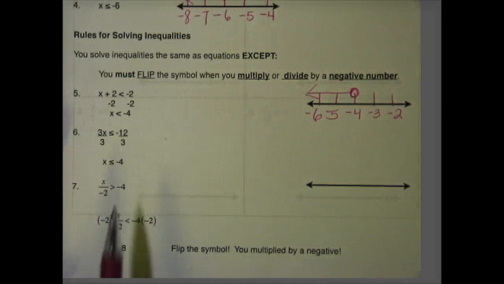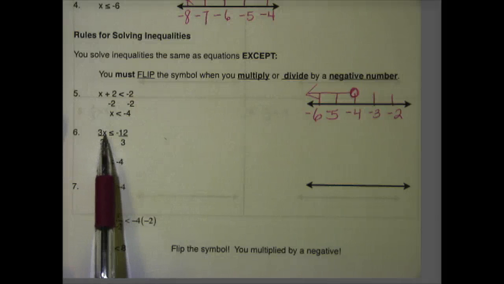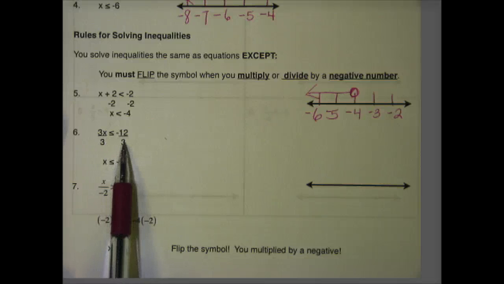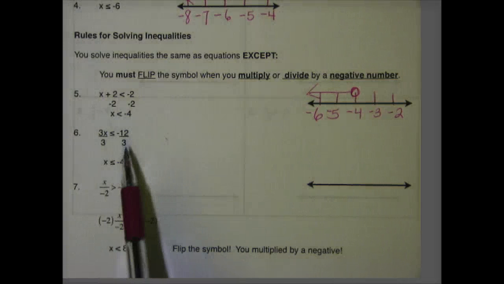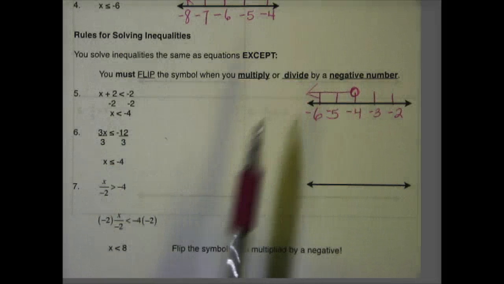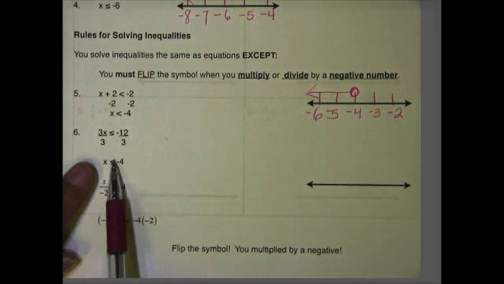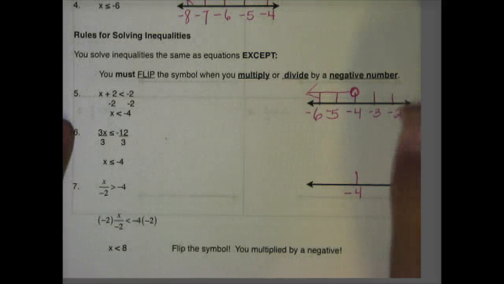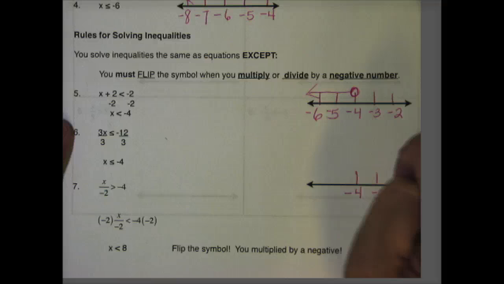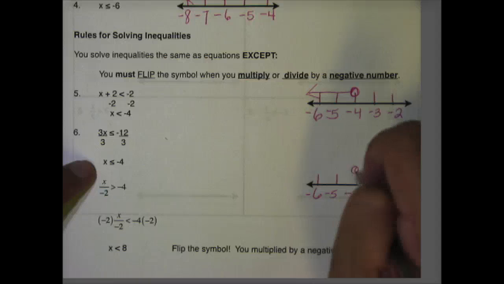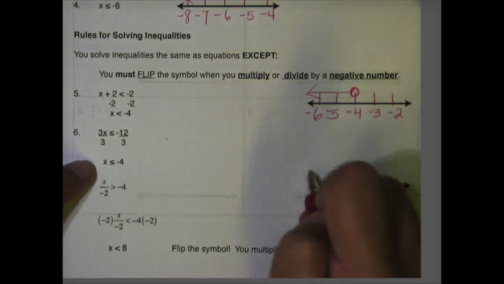Let's take a look at number 6. Number 6 says 3x, 3 times x is less than or equal to -12. In order to solve it, we divide by a +3. So we've done division, but we've divided by a positive. Our rule says if we divide by a negative, so it doesn't apply here. So we get x is less than or equal to -4. We don't change our symbol. So we'll go ahead and make our number line. Less than or equal to is a closed circle, and everything goes to the left.